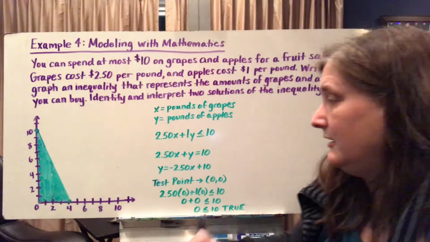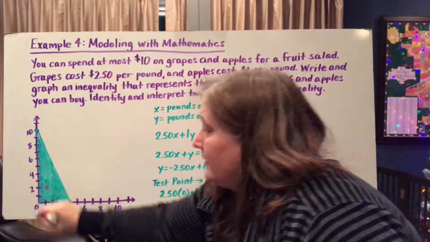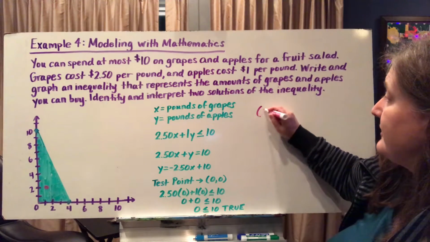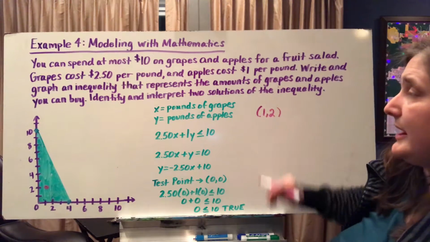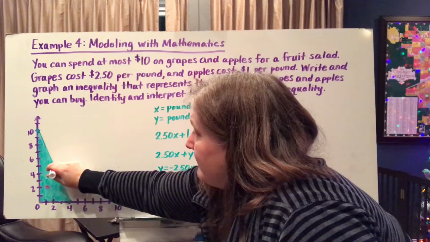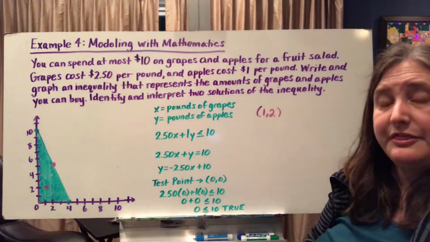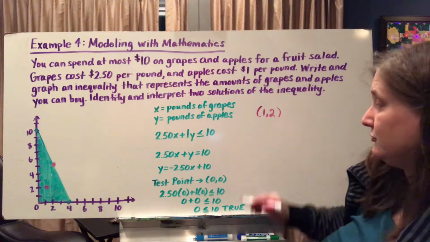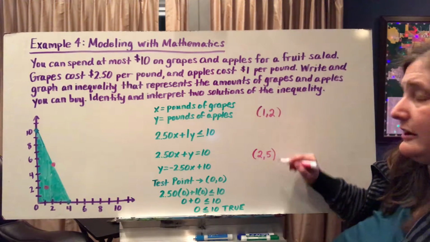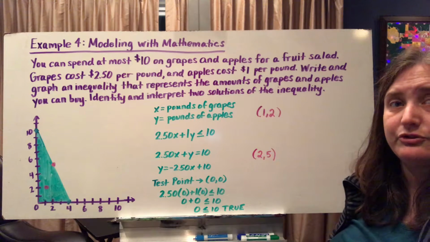So I could pick 1, 2. So that would be that point right there. It's in the green shaded area. So I identify that as one solution. But I need to identify two solutions. I could also do 2, 5, which is right there on the boundary line, but since my boundary line is solid, things on the line actually count as solutions. So 2, 5. So I've identified two solutions, but now what I'm being asked to do is interpret those solutions.